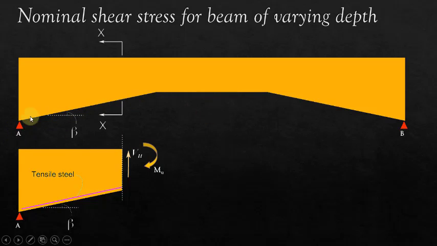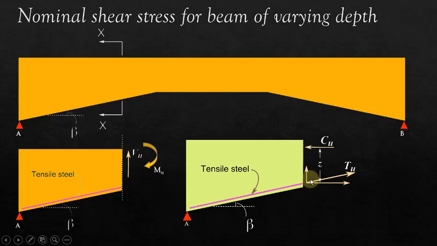Here is the simply supported beam AB of varying depth. Here also the bottom surface makes an angle beta with the horizontal. We know that whatever type of loading, that is UDL, concentrated, uniformly varying load, etc., acting on the beam, we can calculate the factored bending moment Mu and shear force Vu at any section XX on the beam. This moment and shear force is shown here.